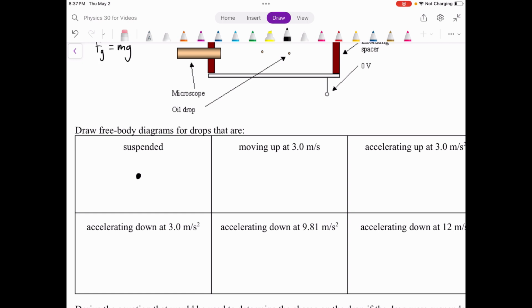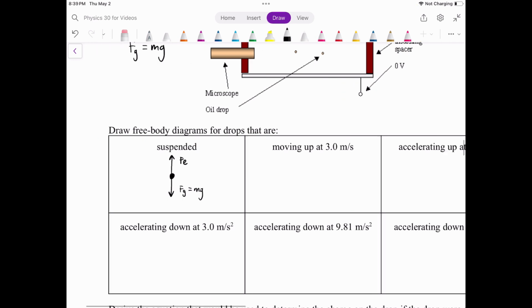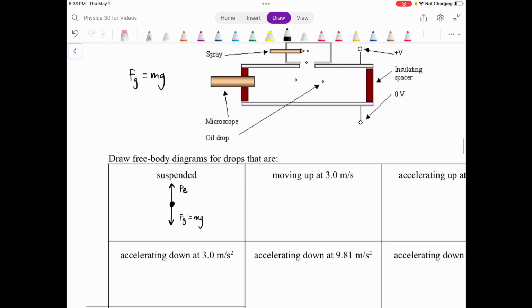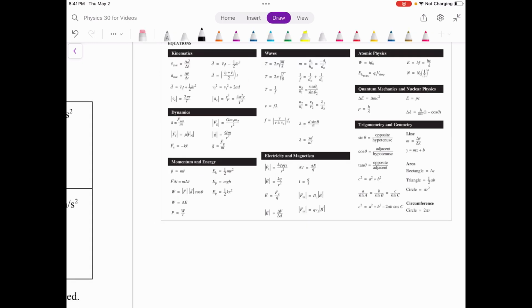So if it's suspended, it's not moving at all, and it's not accelerating, right? The forces are definitely balanced. So the force of gravity, which is just mg, downward, must be just as large as the electric force upwards, like that. Now, again, what is that electric force? Do we have an equation for it? Well, we do have this one, right? That the force acting on a charge in an electric field will just be Q times that electric field, right?